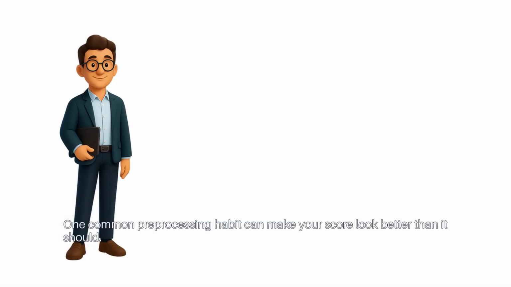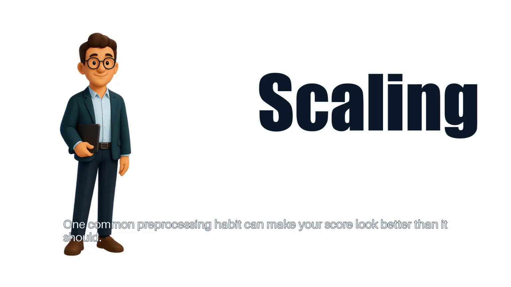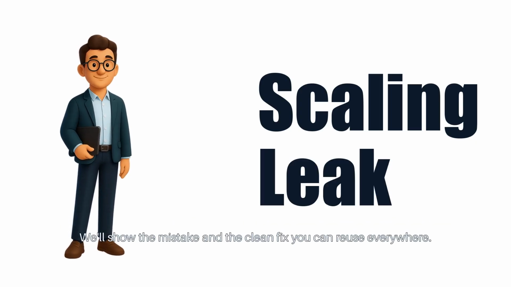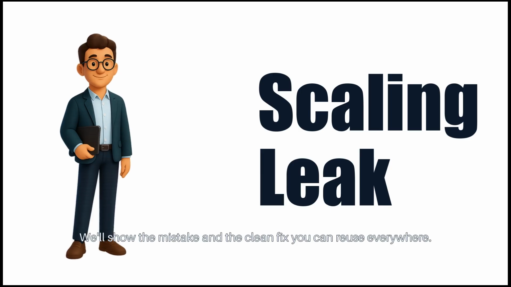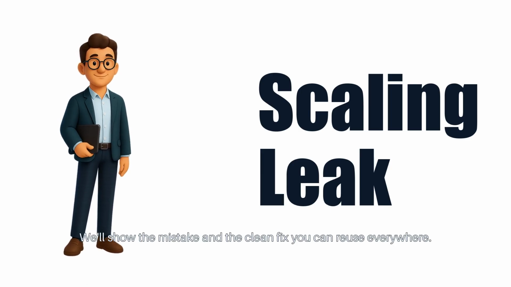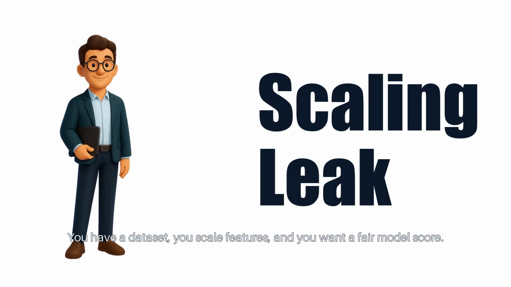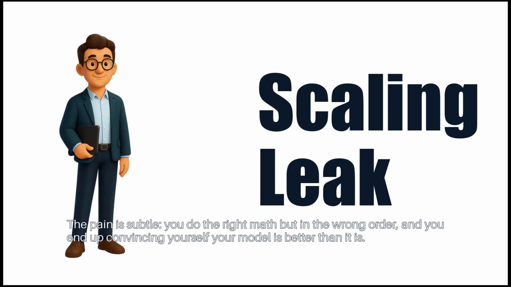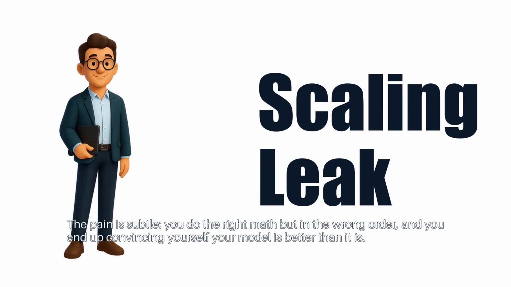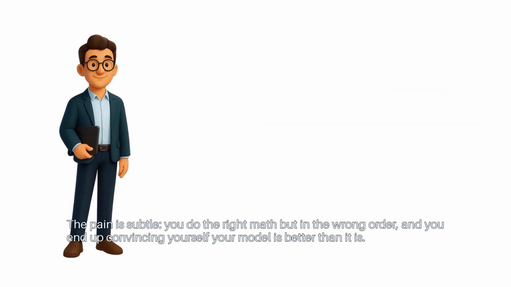One common pre-processing habit can make your score look better than it should. We'll show the mistake and the clean fix you can reuse everywhere. You have a dataset. You scale features, and you want a fair model score. The pain is subtle. You do the right math, but in the wrong order, and you end up convincing yourself your model is better than it is.